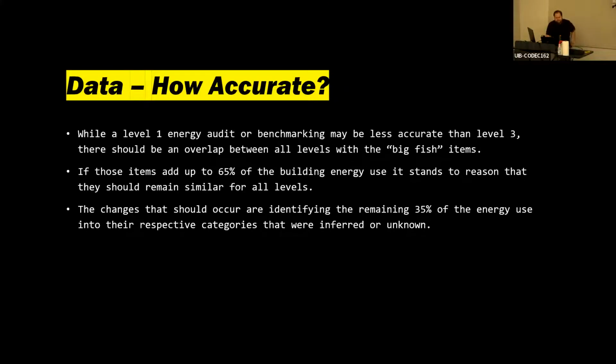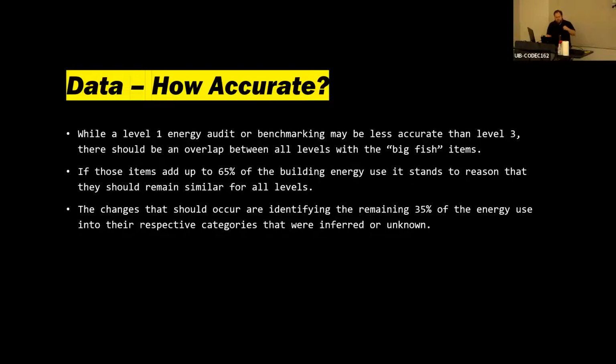And so we're going to shift back to data. So that's how you put in a lot of the data and look at it. And now you want to know the analysis side of it, or how accurate your data is. Well, a level 1 energy audit is considered technically less accurate than a level 3. The overlap between all 3 levels is in the big fish. So those are the most important, the ones using the most energy. So those should be consistent through level 1, 2, and 3.